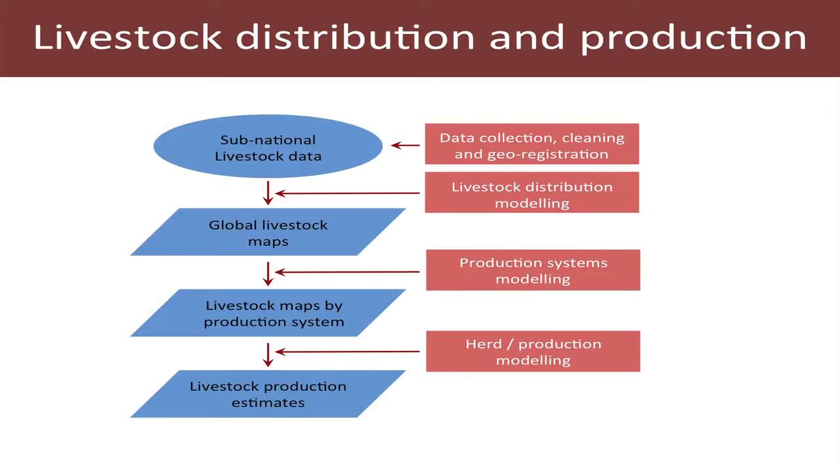So I'm going to just now scan over the work that we've been doing to map livestock and livestock production systems. We start with subnational livestock data, which we gather from various sources. We have procedures for livestock distribution modelling based on multivariate statistical analyses, and we produce global livestock density maps. We then have production systems modelling approaches, which help us to disaggregate those livestock into different production systems. And then we have herd and production modelling, whereby we can estimate the outputs and the product produced in those different systems.